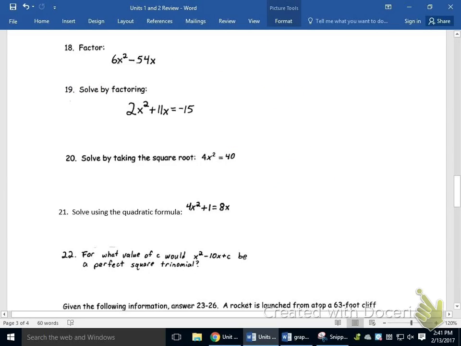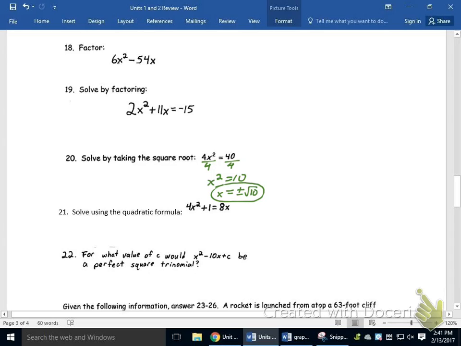All right, going on to number 20, solving by taking the square root. First of all, we'll get the x squared by itself, so x squared will equal 10. Now we can plus or minus the root on both sides, and we are done because square root of 10 cannot simplify. You'd want to simplify it if you can.